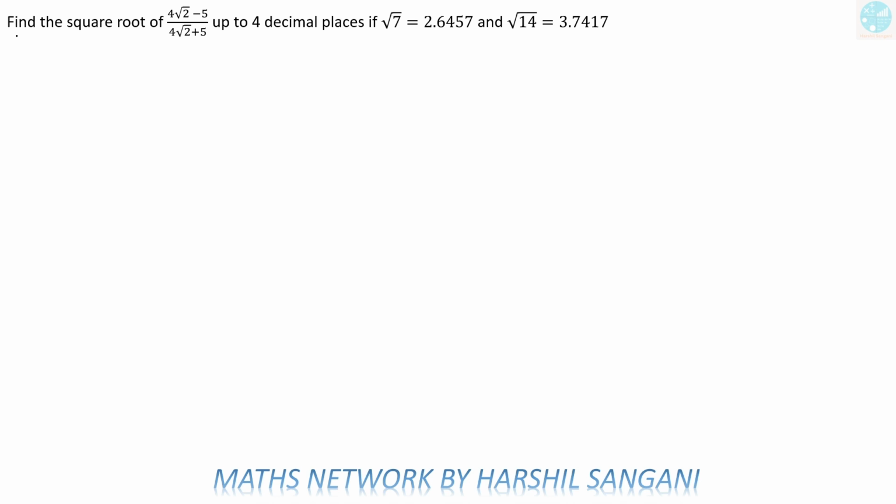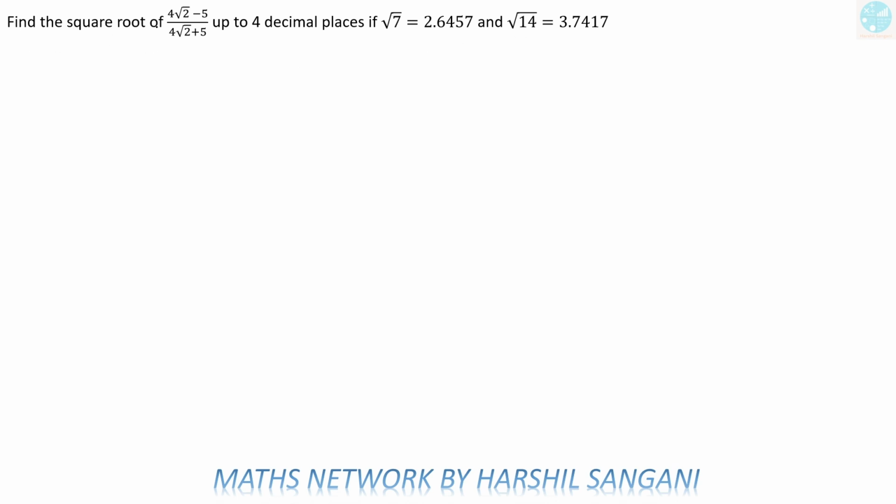Today we will be solving a sum, that is, find the square root of (4 root 2 minus 5) upon (4 root 2 plus 5) up to 4 decimal places, if root 7 equals 2.6457 and root 14 equals 3.7417. This is a very interesting sum, so stay tuned.